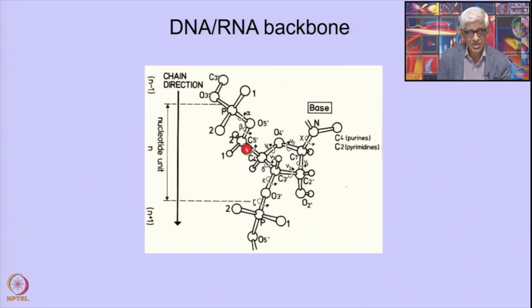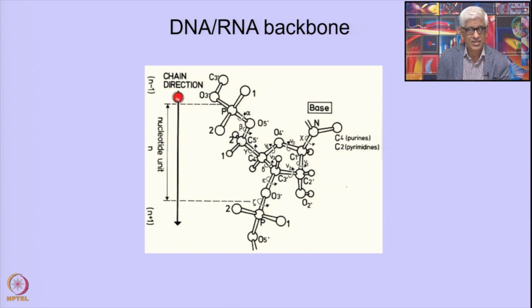What changes in this? The only thing that changes is the base. From one unit to another unit, there is a change in the nature of the base, and that is called the DNA sequence. As you go from one unit to another, the DNA base changes, and that is the information carrier. The sequence of the bases present in the DNA is the information carrier, and this has a certain chain direction here.